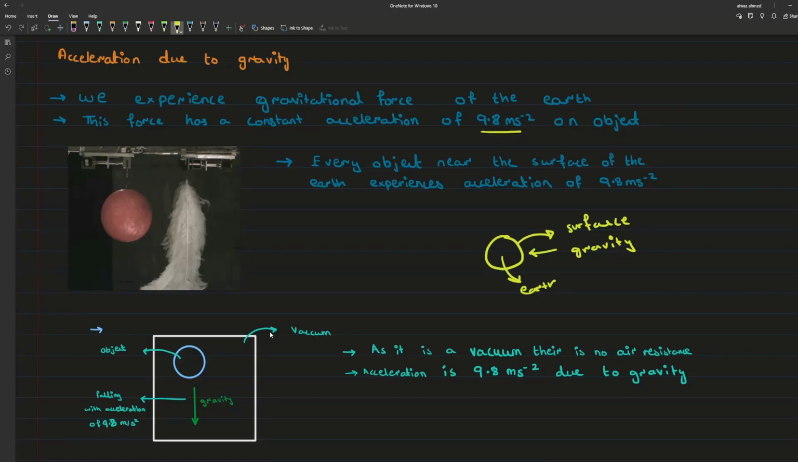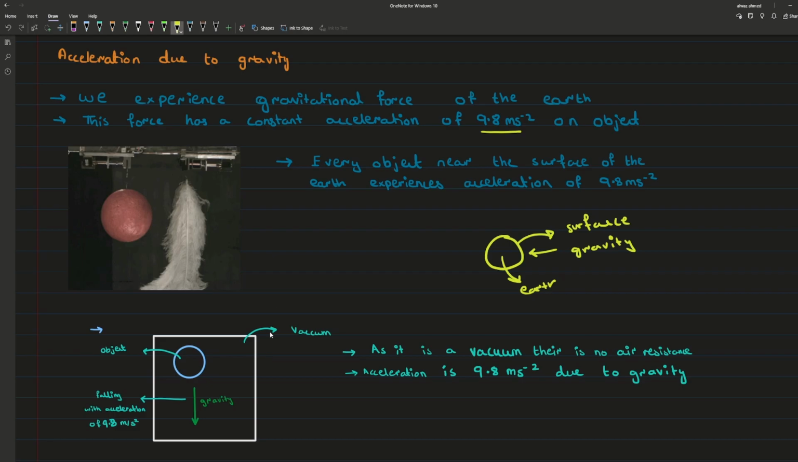Okay, so now you might be questioning, okay, then how come if we throw a heavy steel ball and a feather together from the same height, they don't land at the same time? Well, this is because the earth has an atmosphere which has air, and every object experiences air resistance, and this air resistance causes the difference in accelerations between different objects.